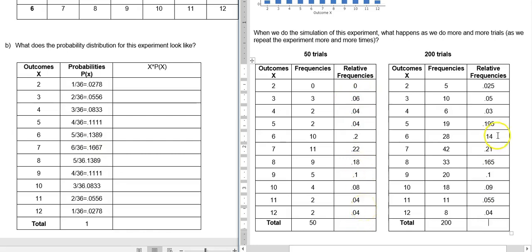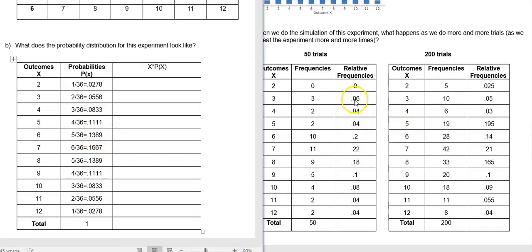If you look at this one with the 200 trials, some of these are actually fairly close to the classical probability. So for instance, for the 2, we've got a 0.025 versus a 0.0278. For the 3, it's pretty close. For the 4, it's not so much. For the 5, it's not so much. The 6, it's pretty close. Anyway, the point is it's getting closer as we do more trials.